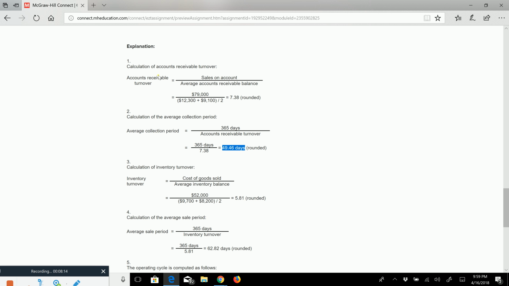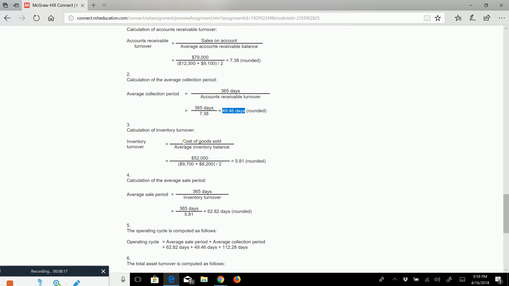Inventory turnover, very similar to accounts receivable turnover. Your numerator is going to be your cost of goods sold, which we're going to grab directly from the income statement, and your average inventory balance. Once again, from the balance sheet, your ending inventory from last year plus this year divided by 2, 5.81. We've sold out our inventory 5.81 times throughout the year.